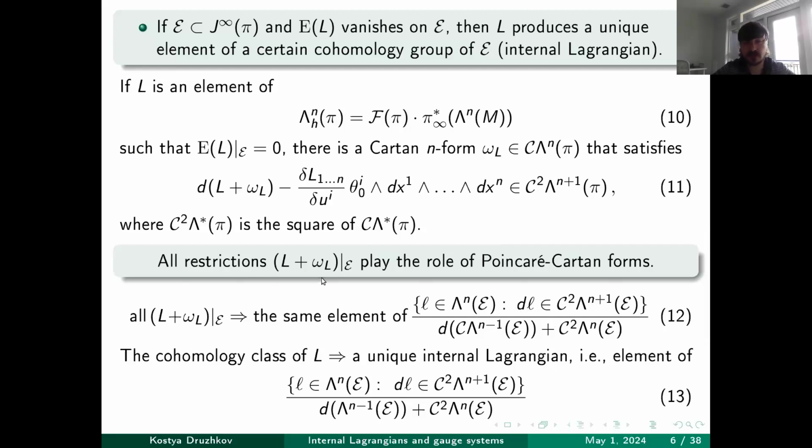The point is that all such restrictions determine the same element of this quotient. And the horizontal cohomology class of the original Lagrangian produces a unique internal Lagrangian that is an element of this factor. The only difference between this quotient space and this quotient space is that here we have not C lambda, but just lambda. We consider arbitrary exact forms here because we discuss cohomology classes of Lagrangians, not the Lagrangians themselves. So by internal Lagrangian, I mean an element of the vector space 13, and internal Lagrangians include cohomology classes of Lagrangians.